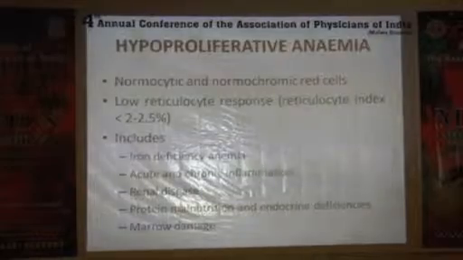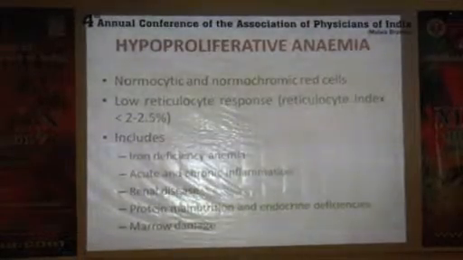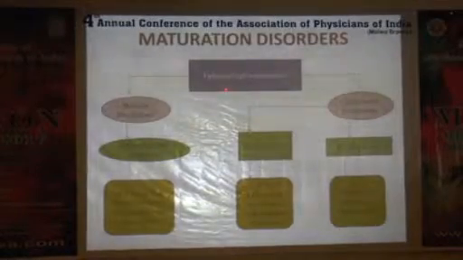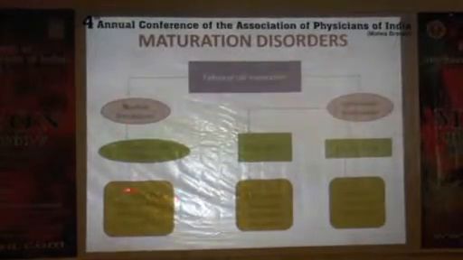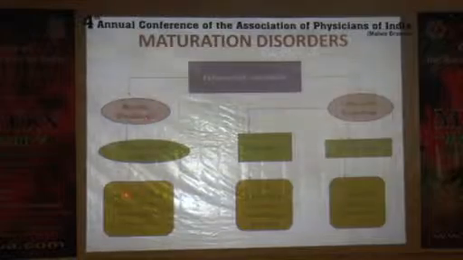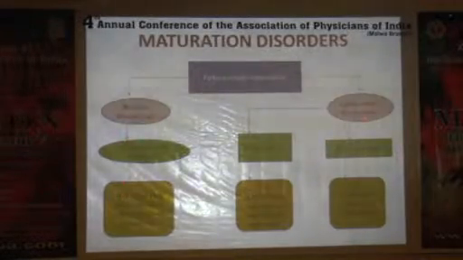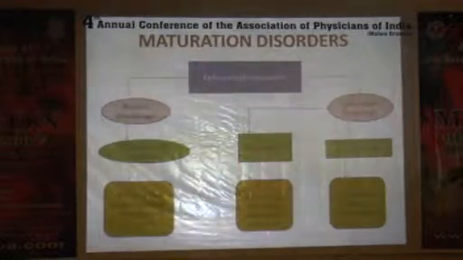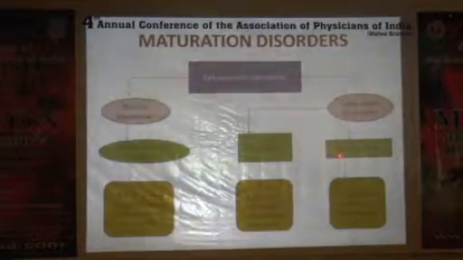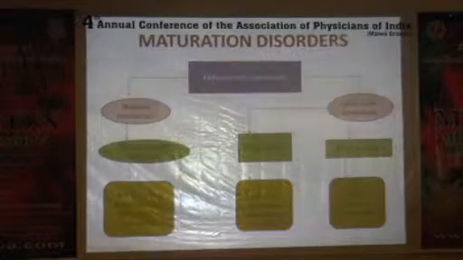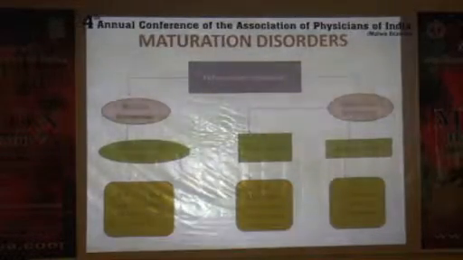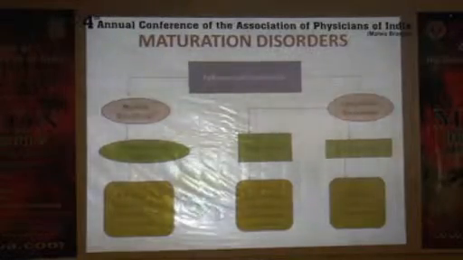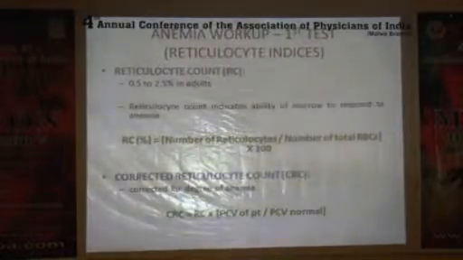So this is just a revision of what we have just seen here. This is how the maturation affects, right? So B12 and folate are involved in the nuclear maturation. And as far as the cytoplasmic maturation is concerned, in the heme part we have iron, and in the globin part we have sickle cell and thalassemia, right? So these are the causes of decreased production.